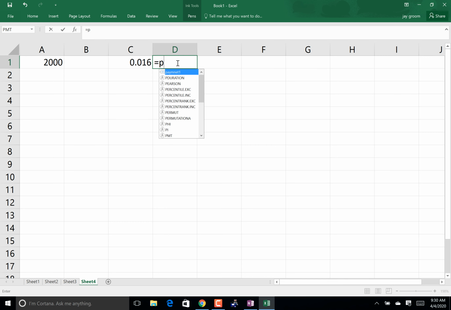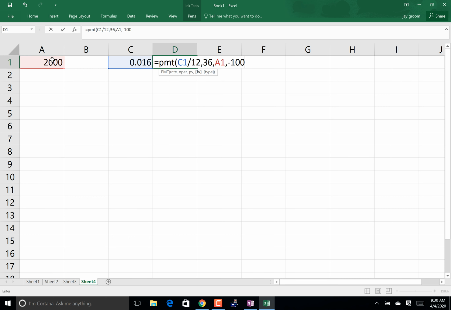So it's equals PMT. So there's my rate divided by 12, comma, the number of periods is 36 months, comma, present value is A1, comma, negative $10,000. Supposedly it's $214 a month. We'll see if that's right, because I will check myself.